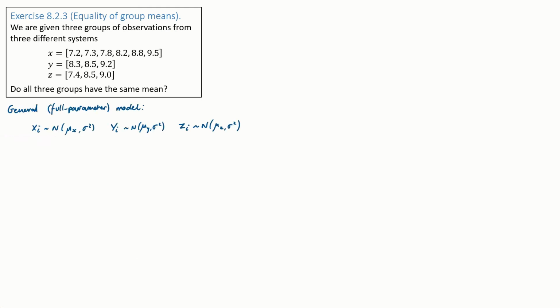First, I'm going to start off in the usual way for a parametric model. I'll write out the full model. Here, my model allows all 3 groups of readings to have different means. Next, decide on the hypothesis I want to test. The question asks if the 3 groups have the same mean, so I'll let my null hypothesis be that μx equals μy equals μz. In other words, if h0 is true, then all values from each of the 3 groups are normal with a common mean mu.